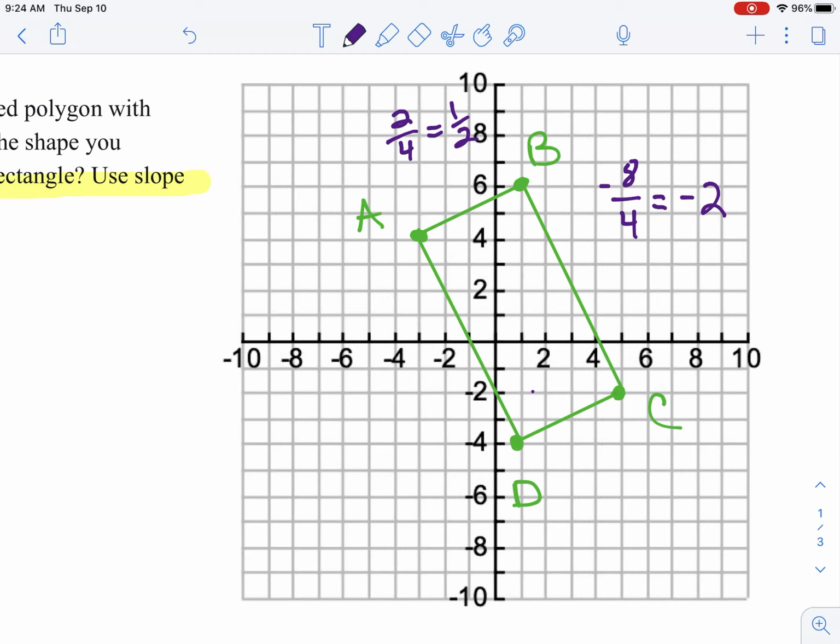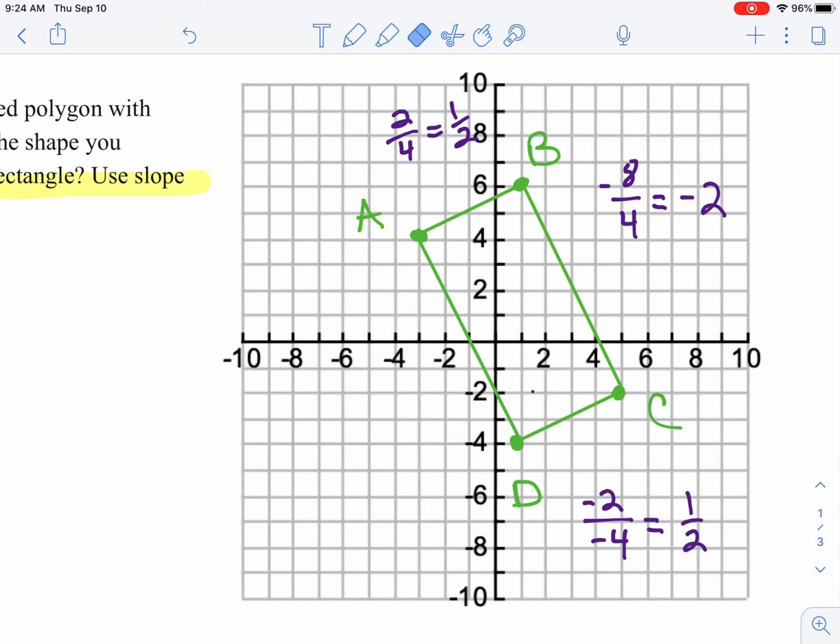Let's go ahead and find the slope of DC. So I would have to go down 2 and to the left 4. So down and to the left 1, 2, 3, 4. So the slope of DC would be negative 2 because I'm going down, but then I'm going to the left 4. So two negatives make a positive 1/2.